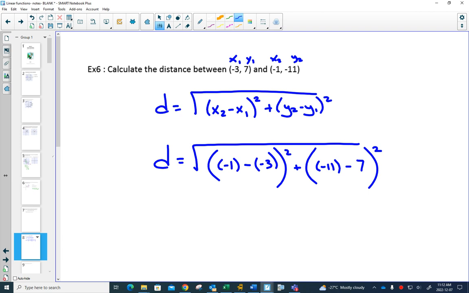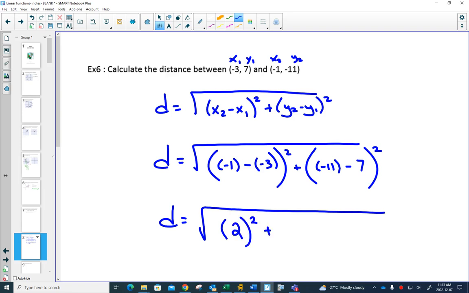A little bit of mental math here, order of operations. We do inside the brackets first. What is -1 minus -3? -2. Oh no, wait, -1 minus a -3 would be positive 2. So that would be 2 squared plus, and -11 minus 7 will be -18 squared.